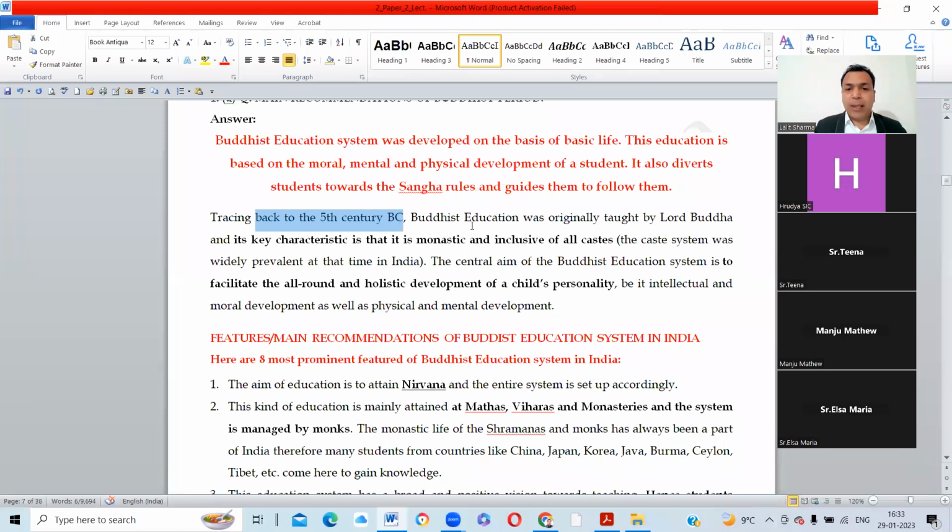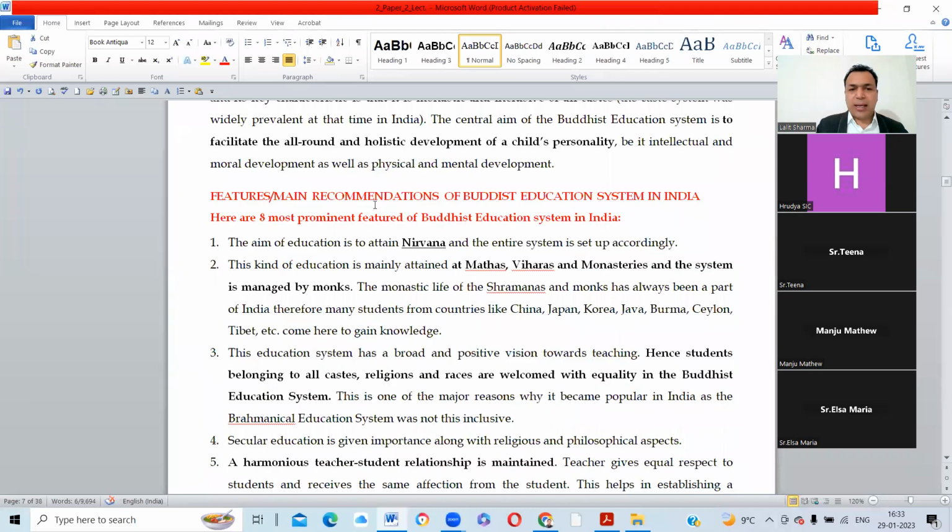In the 5th century BC, Buddhist education was originally taught by the Lord Buddha. Right? So what were the recommendations? You can see the recommendations. We will discuss, we will go swiftly. Some of the points we will discuss, because after the class I'm sharing the PDF with you.